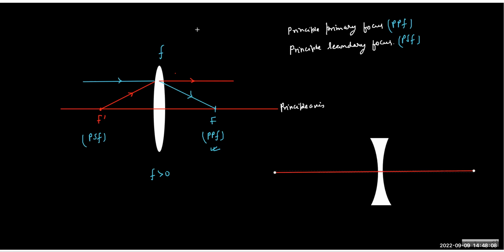now because it is diverging in nature, if you keep something here, it will always go away and away. So how to decide the principal primary focus in case of concave lens? So we again take a parallel beam, and this parallel beam after refraction will go like this. So it will not meet on the principal axis for sure. So we have to proceed it backward, and we have been doing this for a long time. So you will just produce it backward.